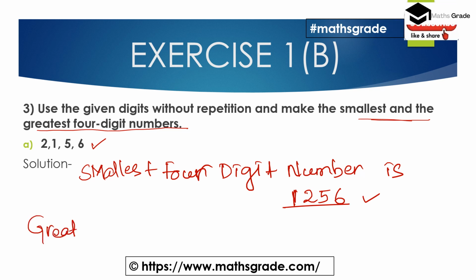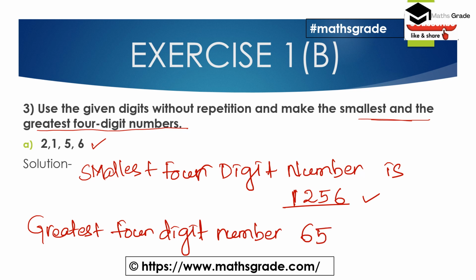Now the greatest 4 digit number. Without repeating the digits, the greatest digit is 6, then 5, then 2, then 1. So it is 6521. The greatest is 6521 and the smallest is 1256.